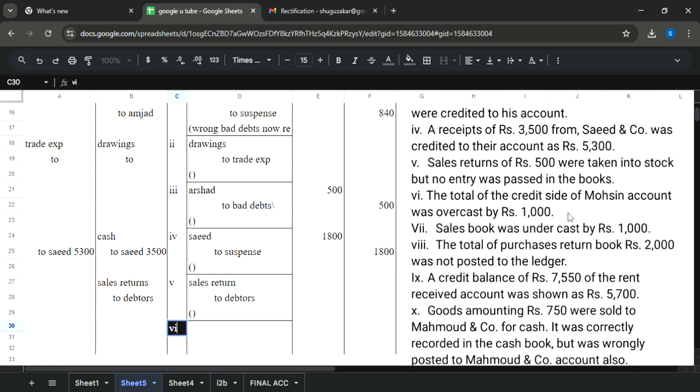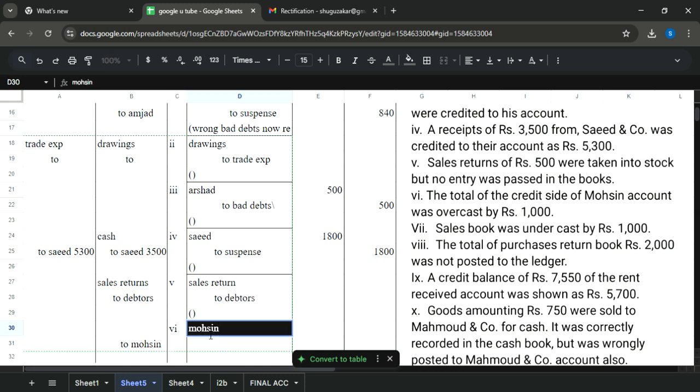Total of credit side of Mohsin. It means Mohsin was supposed to be written on credit side. Now let's see how much was the amount. Was overcast. So it is direct entry. Again read it down. Total of credit side of Mohsin was overcast. Overcast, what you will do? You will be writing the name at opposite side. Actual place was credit. In overcast, you will write it to debit side. Entry has been completed. Nothing left to be written.